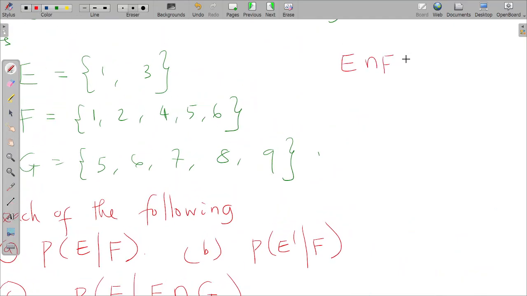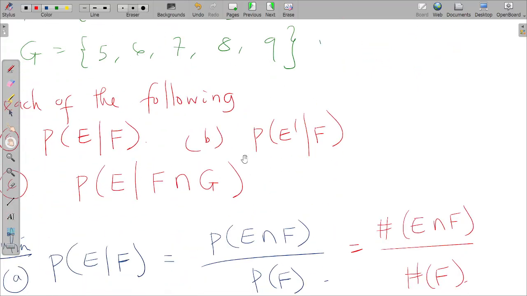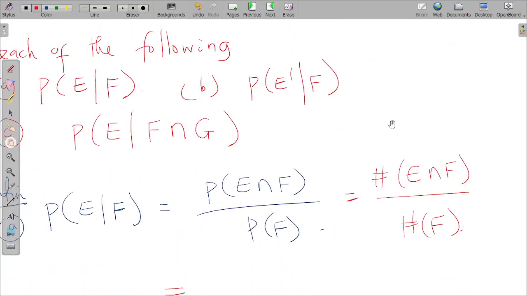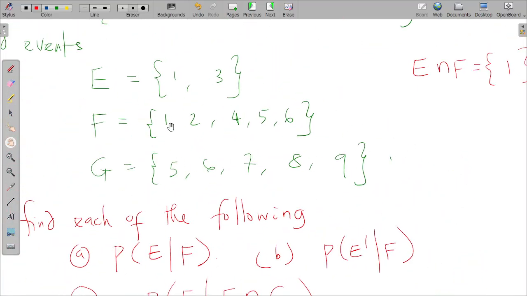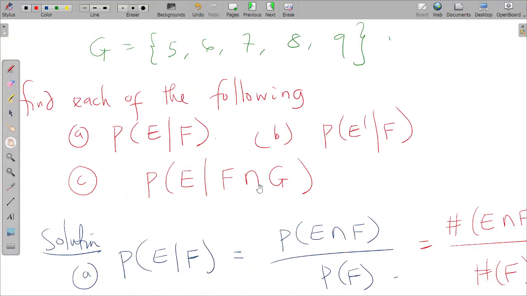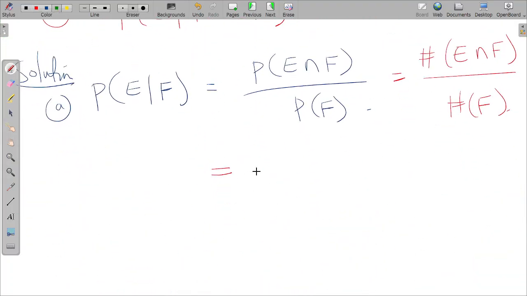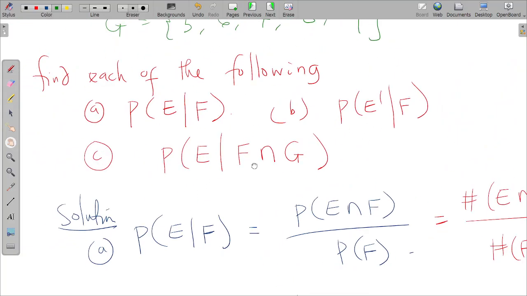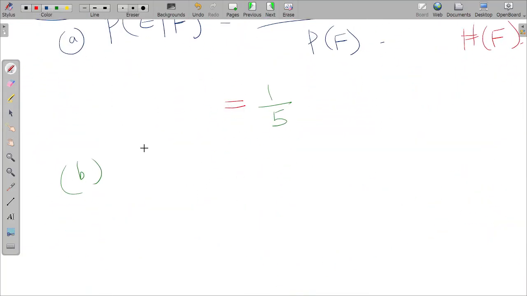E intersect F is only 1, okay, only 1. All right, so now what is the number of E intersect F? 1. What is the number of F? 1, 2, 3, 4, 5. Okay, so that will be 1 over 5. The second one, I want to find the probability of E complement given F.